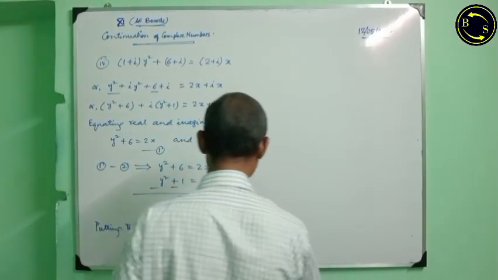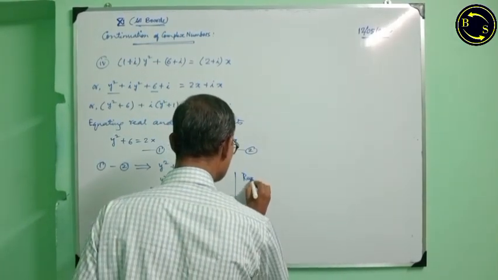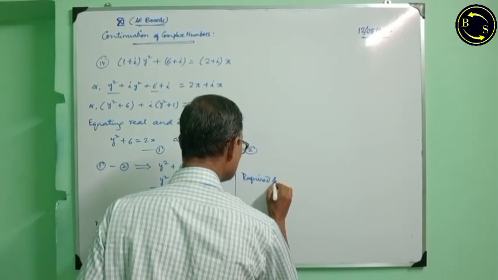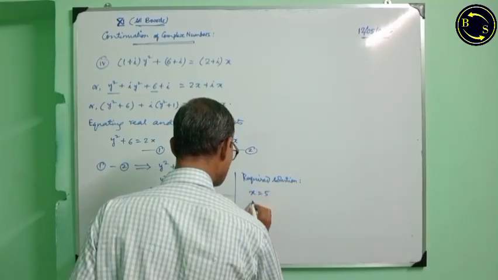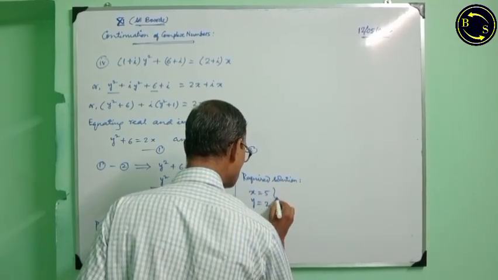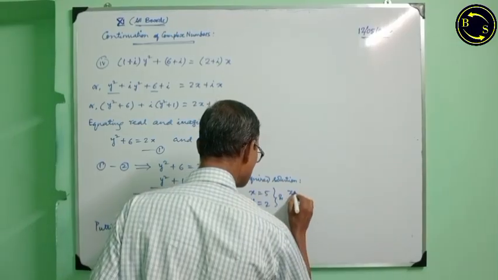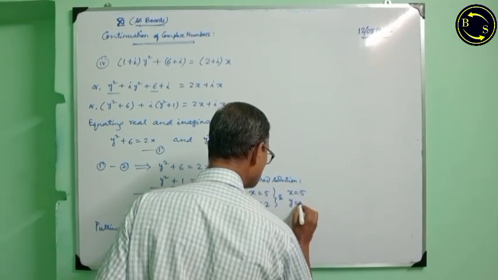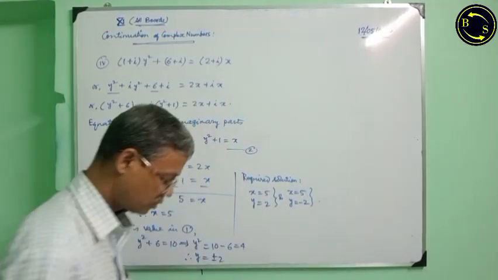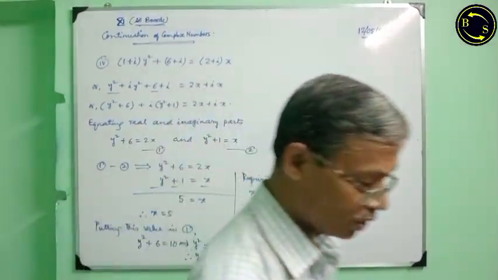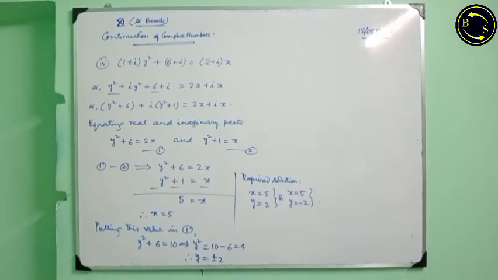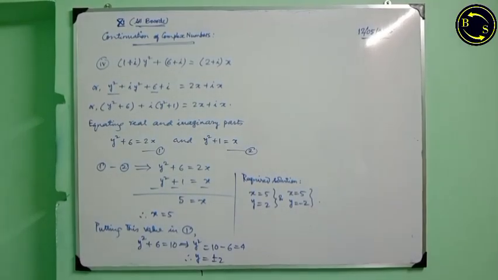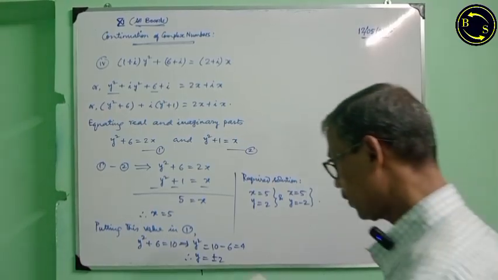Therefore I write here required solution: x equal to 5, y equal to 2 and x equal to 5, y is equal to minus 2. Therefore we get two pairs of values of x and y. Then I am going to solve another one, number 5.